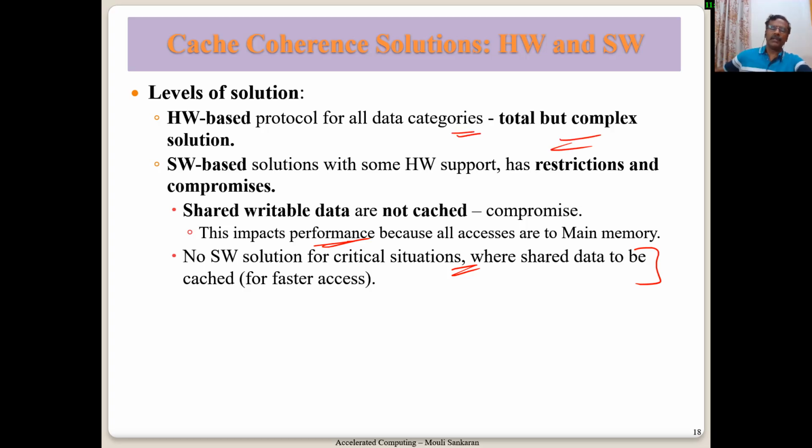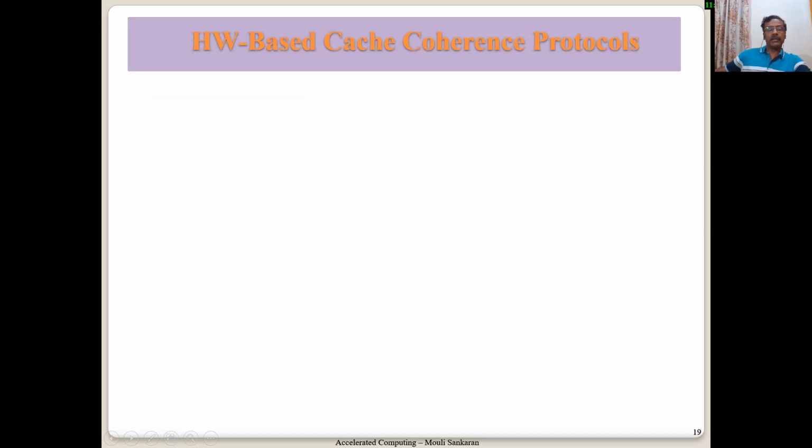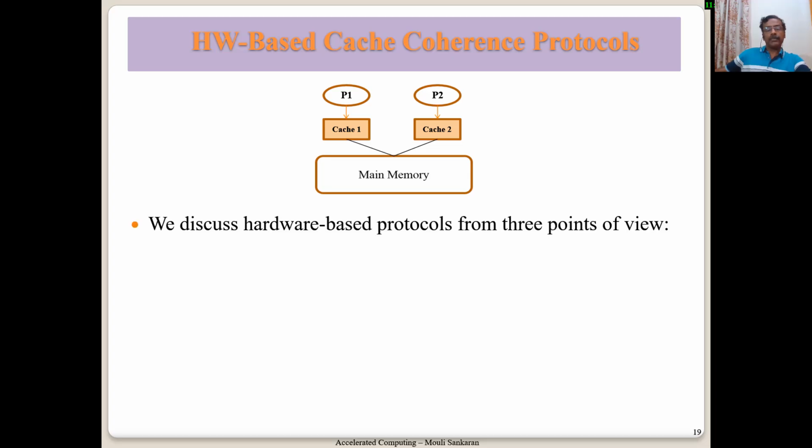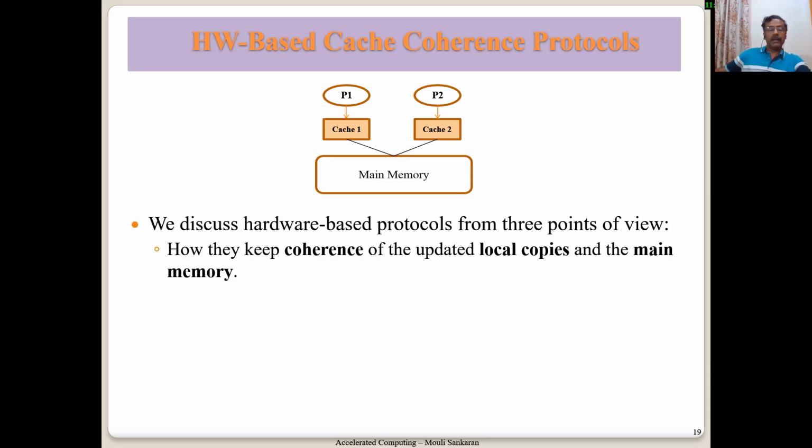Now we discuss hardware-based protocols from three points of view. What are they? How do they keep coherence of updated local copies and the main memory? So whatever copy you have here, is it updated in the main memory? How are you going to make sure that all the local copies are up to date in terms of the content in the main memory? This is called memory update policy.